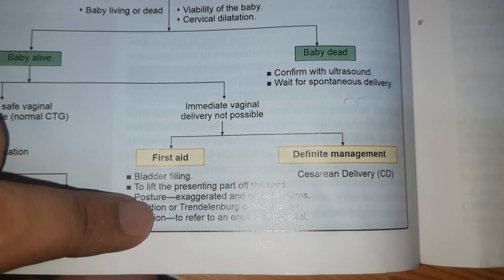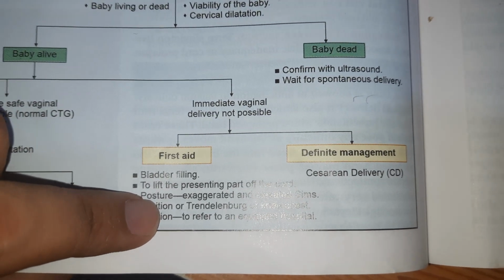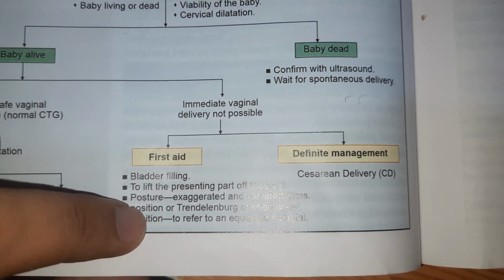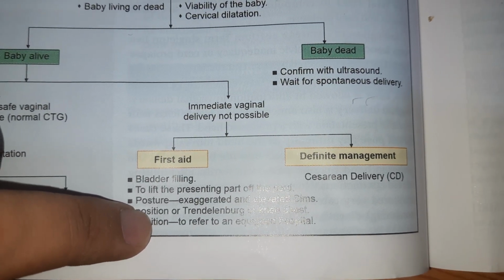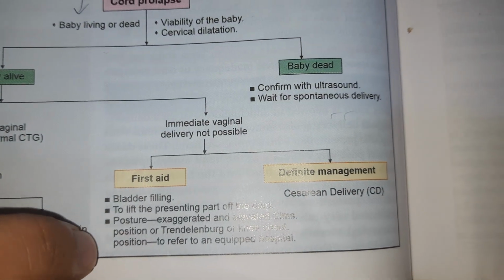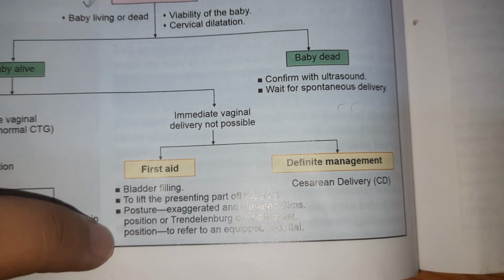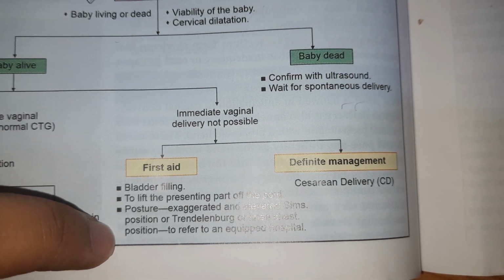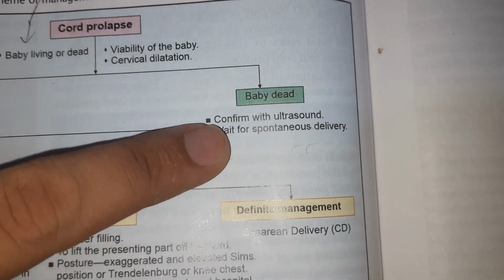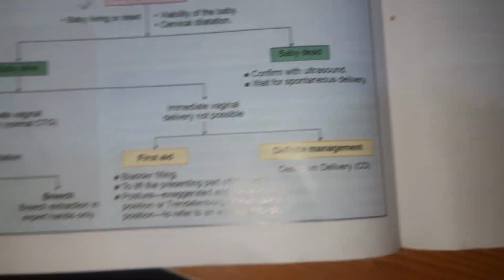Next, we have the postural treatment. Exaggerated or elevated Sims position with a pillow or wedge under the hip or thigh can be given. Trendelenburg or knee chest position has been traditionally mentioned, but may be tiring and irksome to some patients. Also, replace the cord into the vagina to minimize the vasospasm due to irritation. If the baby is dead, labor is allowed to proceed awaiting spontaneous delivery.